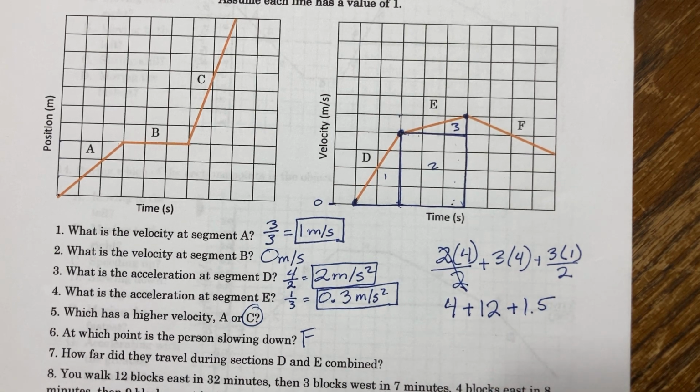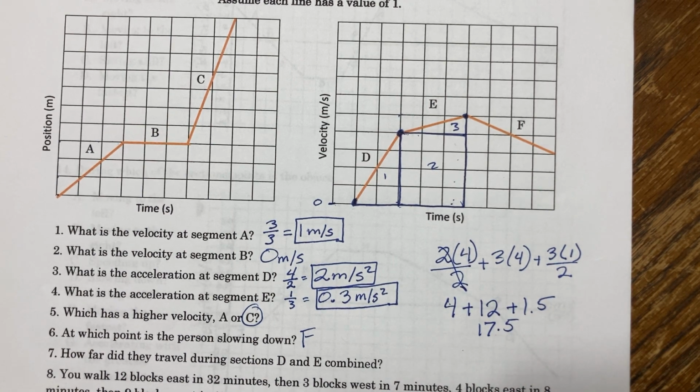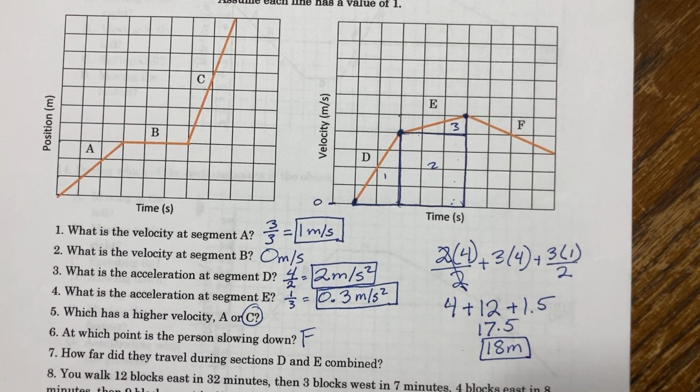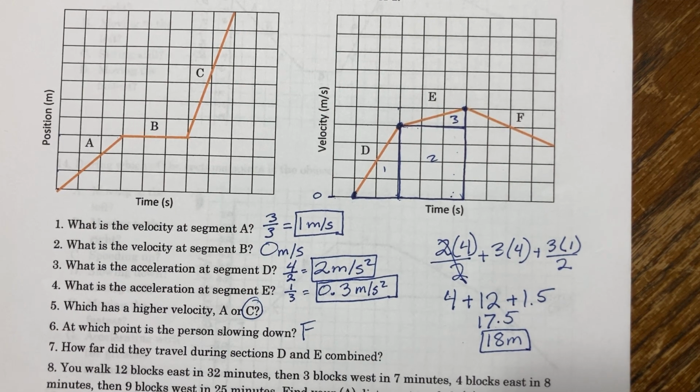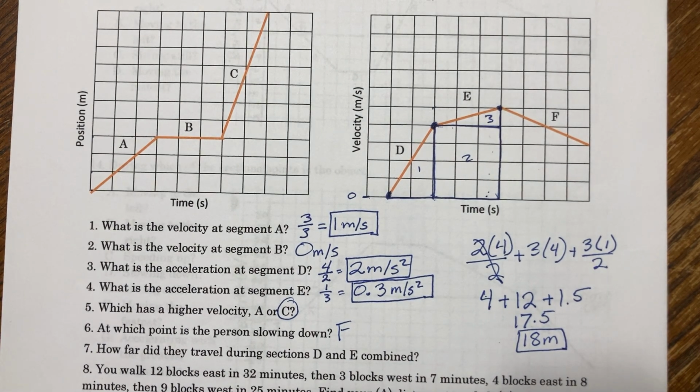If I add that up, then I get 17.5. That's a lot of sig figs. I would probably round that to 18. If you gave me 17.5, I probably wouldn't take off. 18 is probably closer to being what we want for that. Either one's good. Okay, so that's all of our graph questions.